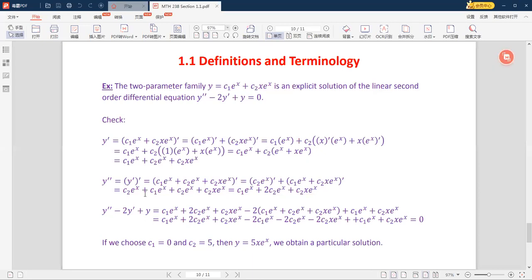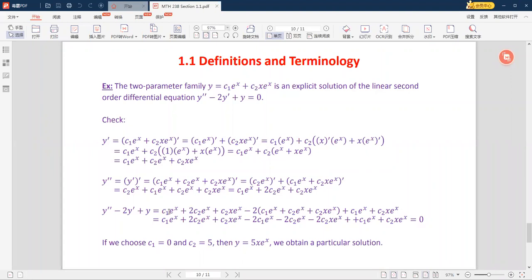Now you can combine like terms. We got a c2 e to the x appearing twice in the result, so we can combine them to get 2 times c2 e to the x. And just keep other terms as they are. So that becomes c1 e to the x plus 2 c2 e to the x plus c2 x e to the x. So that's the second derivative of y. And then we can plug in y double prime and y prime into the equation and see if the equation holds. Okay, so y double prime.